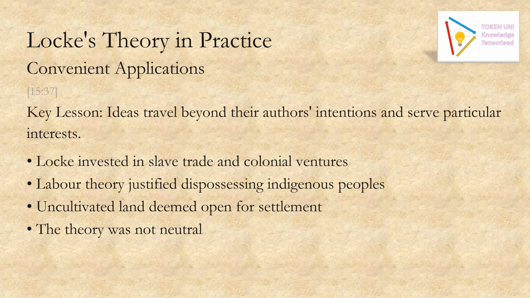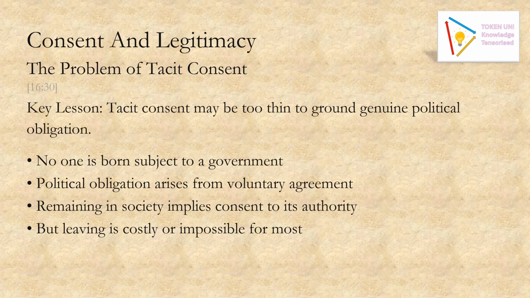Consent and legitimacy. How does government acquire legitimate authority over individuals? Only by consent, Locke answers in chapter 8 of the Second Treatise. Bear in mind, no one is born subject to a government. Political obligation arises from voluntary agreement. But this creates a problem. When did you consent? You were born into an existing society, under existing laws, with no memory of any contract. How can you be bound by an agreement you never made?